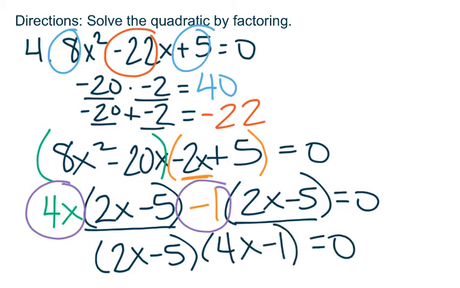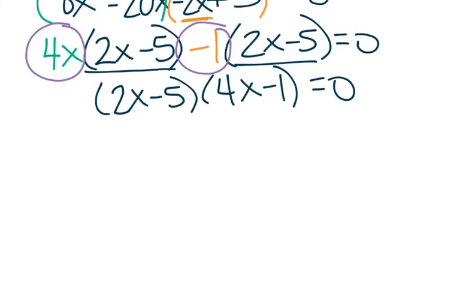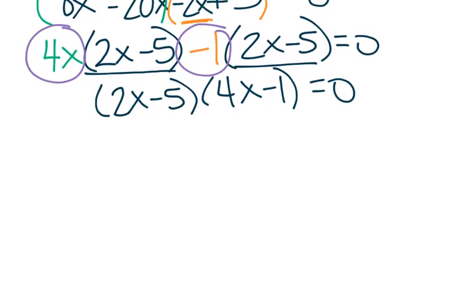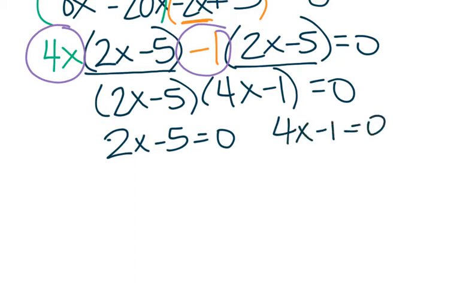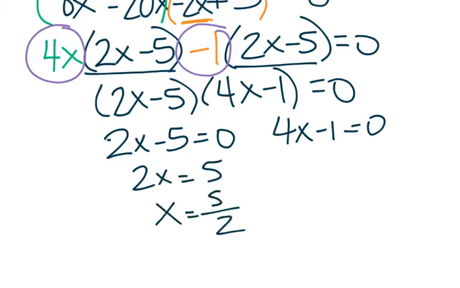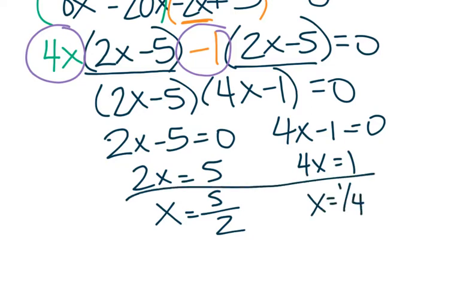That doesn't make sense. Go back and watch those previous videos. So now I'm going to take these factors, I'm going to set them equal to 0 and solve for x. Alright, I'm going to get rid of a minus 5 by adding. I'm going to get rid of timesing by 2 by dividing. So 5 halves. For the next one, I'm going to get rid of minus 1 by adding. I'm going to get rid of timesing by 4 by dividing. So x equals 5 halves and x equals 1/4.